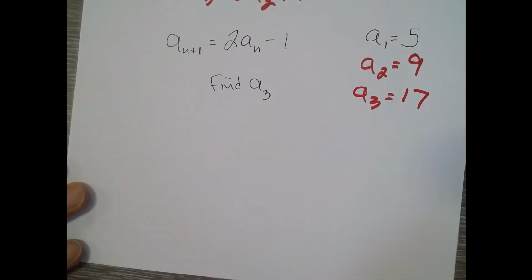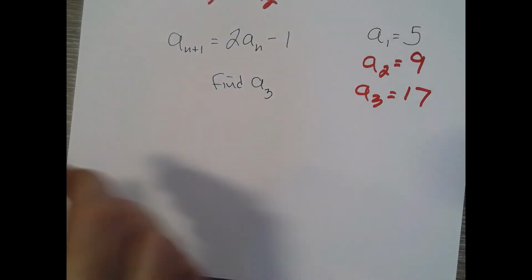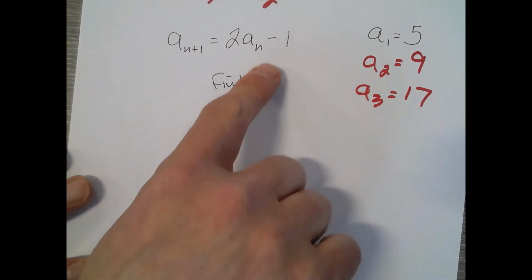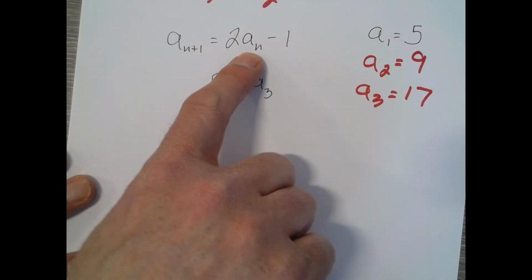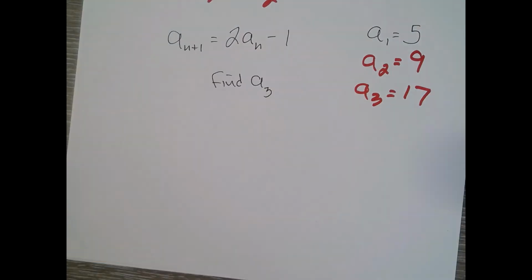Make sense? Okay, so that's called recursively defined. Explicitly defined is when we find the nth term. Recursively defined, it'll have a sub n's in them. Explicitly defined, it's a little bit confusing.